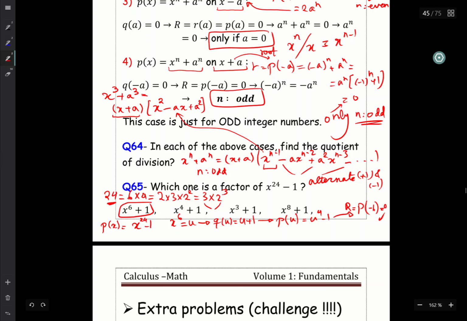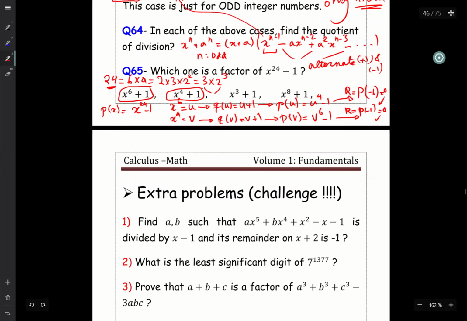How about x^4 plus 1? Let's define x^4 as v. Therefore my q of v is v plus 1. And p of v is v^6 minus 1. And the remainder here is p of negative 1. It's still 0. So x^4 plus 1 is also a factor.